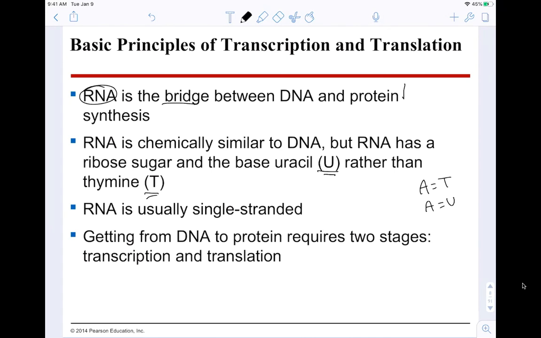Getting from DNA to the protein requires two different stages, like I said: transcription and translation. They occur in alphabetical order, so don't forget that on exams. They occur in alphabetical order. The C comes before the L.